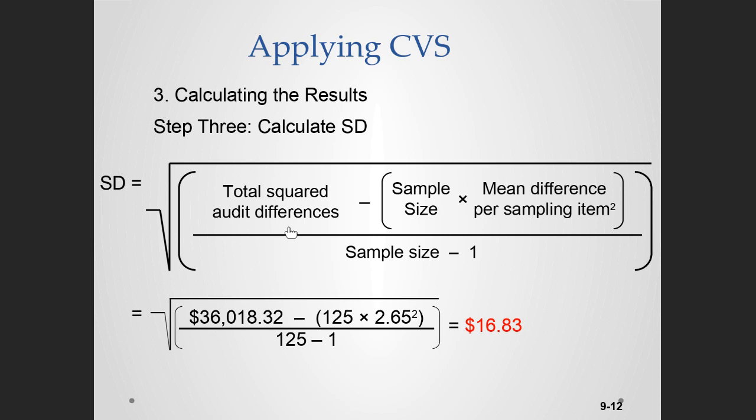So we have the total squared audit differences. I'm going to come to what this means. We have the sample size times the square of the mean differences. The sample size is 125 and the mean difference is $2.65. So we take a square of that item only, not a whole square. Just take a square of this item. And in the denominator, we have 125 minus 1, sample size minus 1.